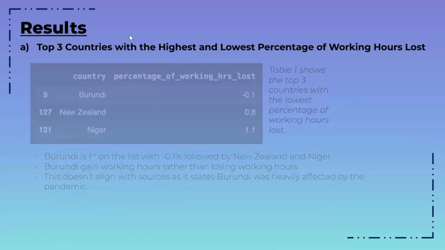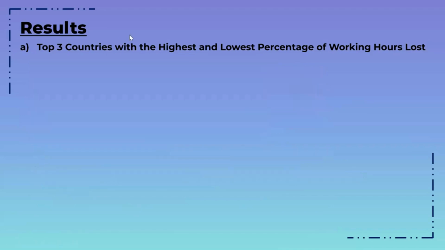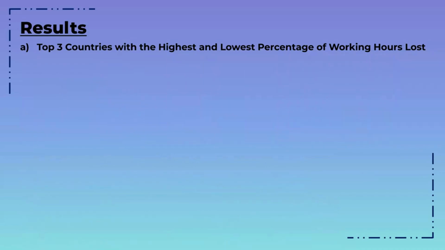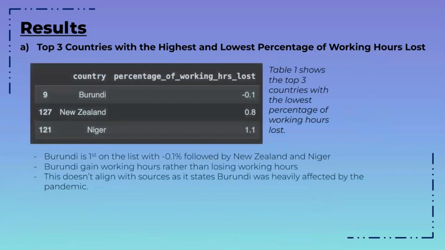And then we found the countries with the lowest percentage of working hours lost, which is Burundi. And rather than losing working hours, Burundi managed to gain working hours due to the pandemic. But this doesn't align with sources across the internet, as they all state that Burundi was negatively impacted by COVID-19 in terms of employment and working hours. And Burundi is also one of the least developed countries and often faces poverty and low income.